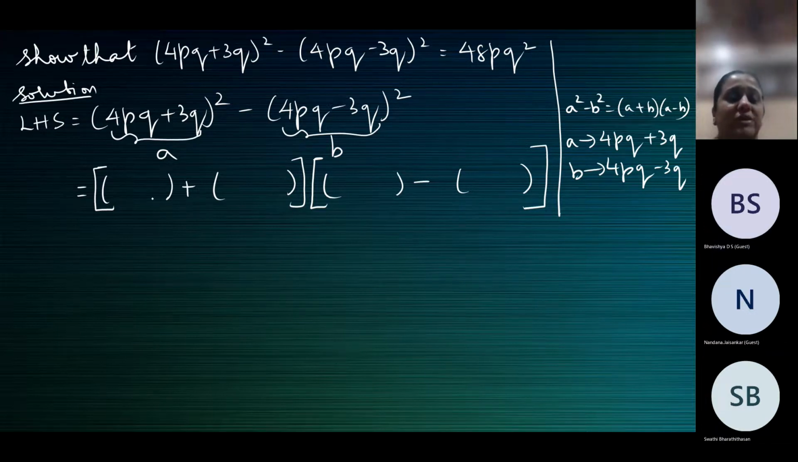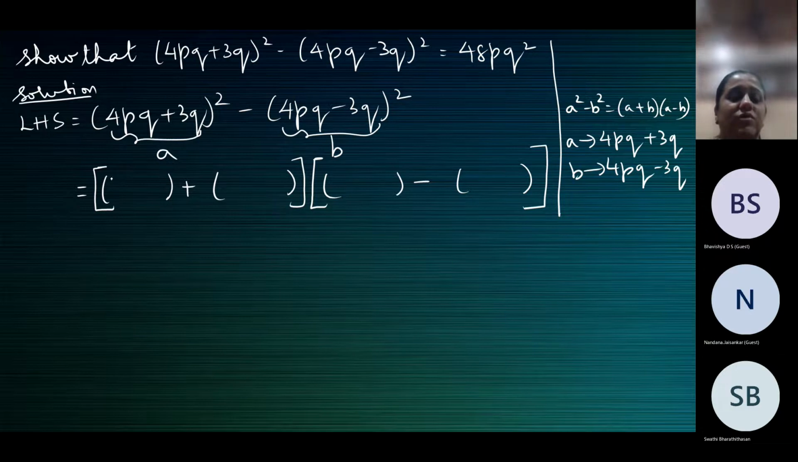Why so much space for A? Because it's an expression. A itself is 4PQ plus 3Q. So we need some space. And A itself has two terms. That's why for A, a bracket, B, another bracket. And this A plus B is in a square bracket. Again, A minus B, simple brackets, A minus B. And that entire thing is in a square bracket. So A plus B into A minus B. Now just fill it, children. This is easy to write now.